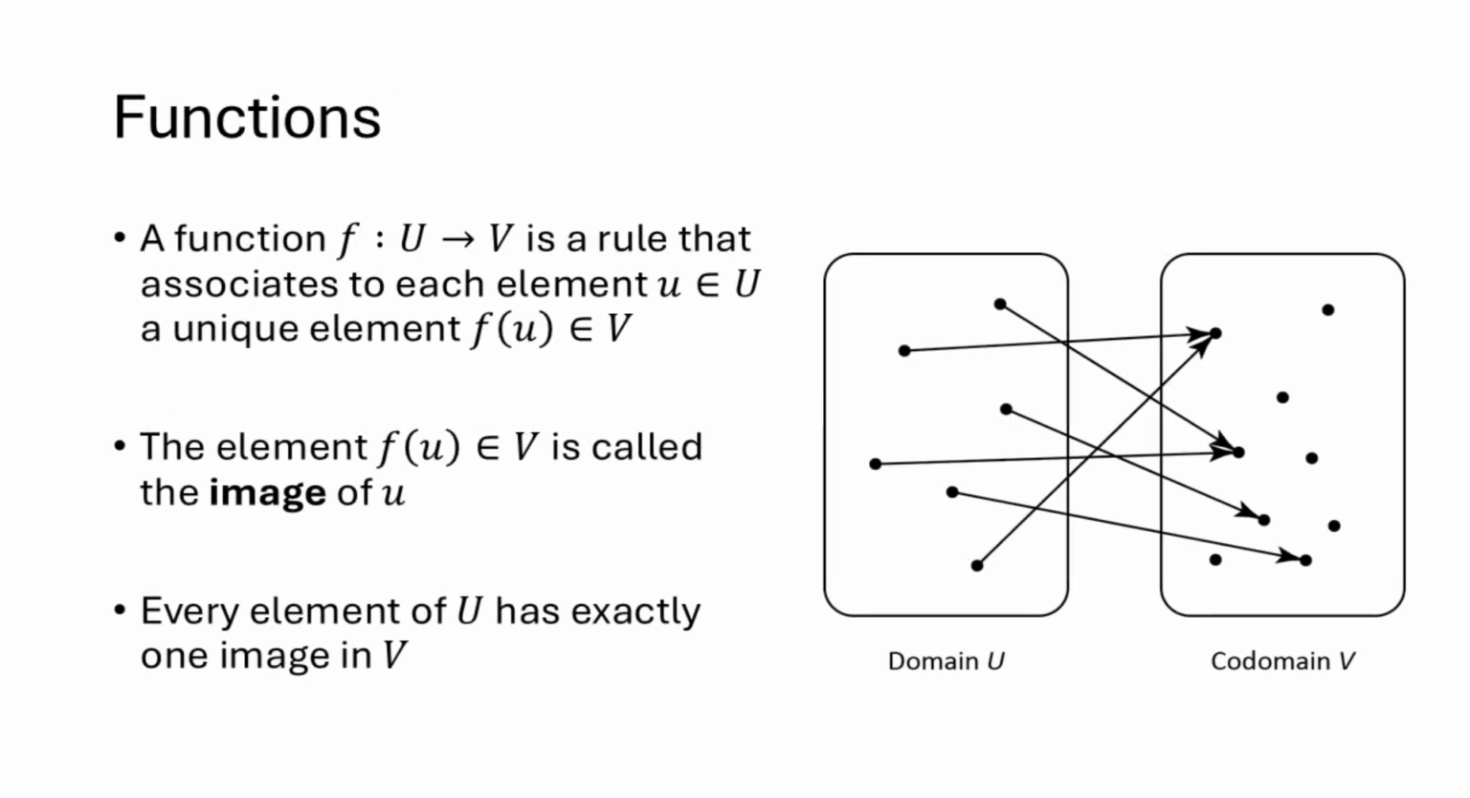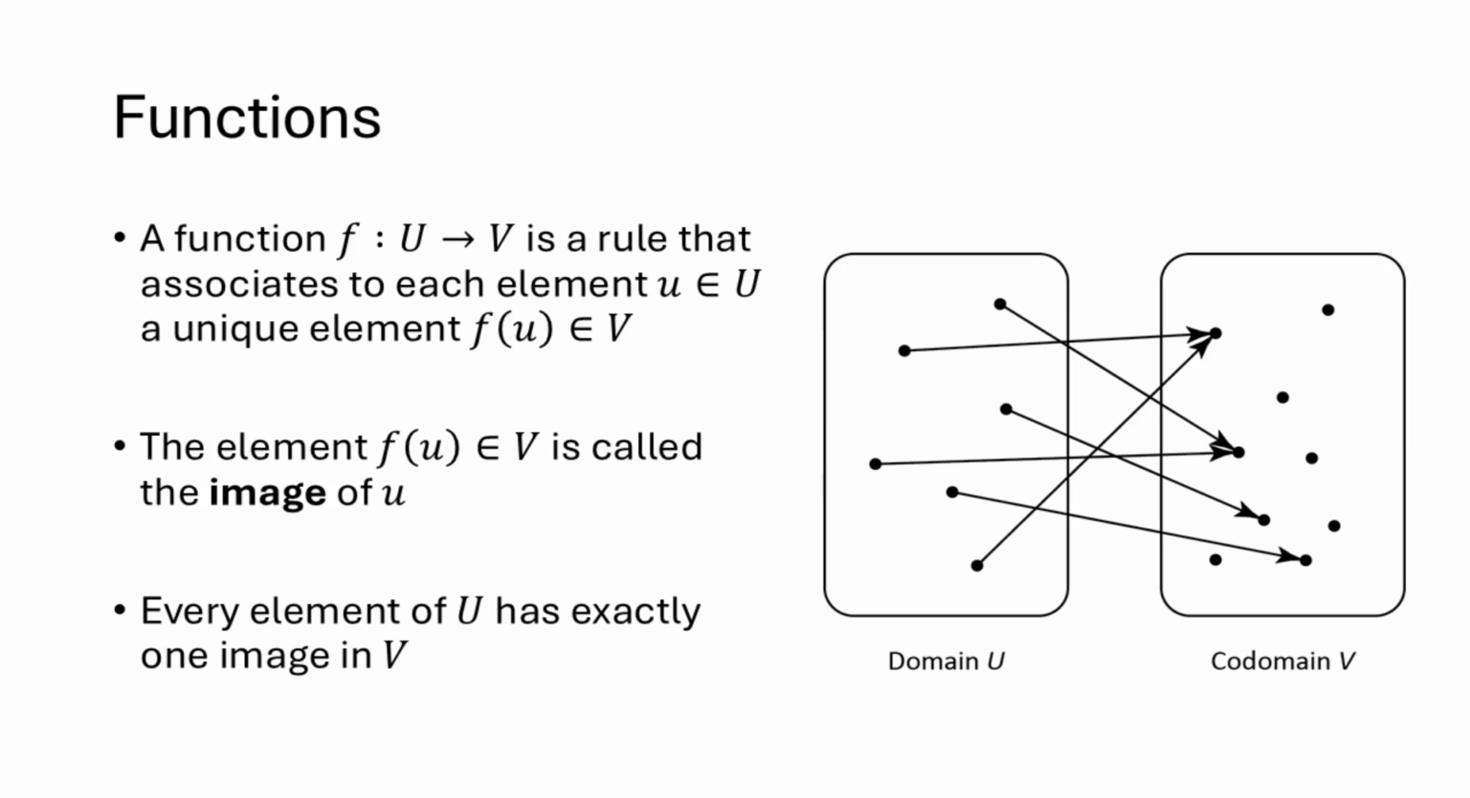Before we talk about one-to-one and onto transformations, let's just talk about the concept of one-to-one and onto functions. When we talk about a function, we have a domain and a codomain. The domain is the set of things that we are allowed to plug into our function, and the codomain is the set of possible outputs that we get once we do that. When we have a particular domain element, u, then f of u is called the image of u under that function. And then every element of the domain has exactly one image in V.